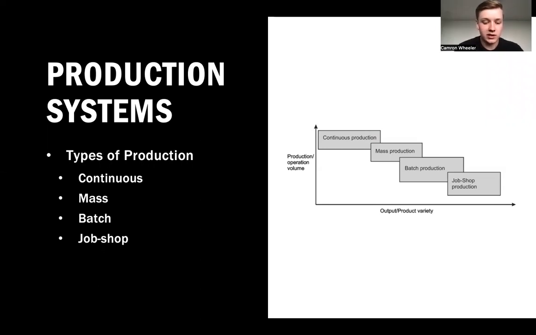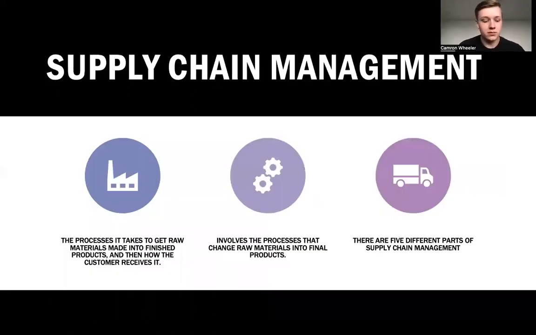From the picture on the right, we can see that with continuous production, you'll receive a higher volume and speed of production with a lower level of product variety. Then on the other hand, with a job shop, you'll receive a low amount of operation volume with a very high level of product variety. Then mass and batch production provide a good middle ground between volume and variety and customization.